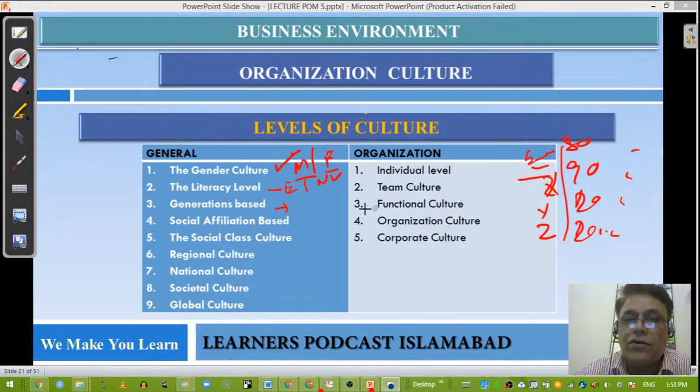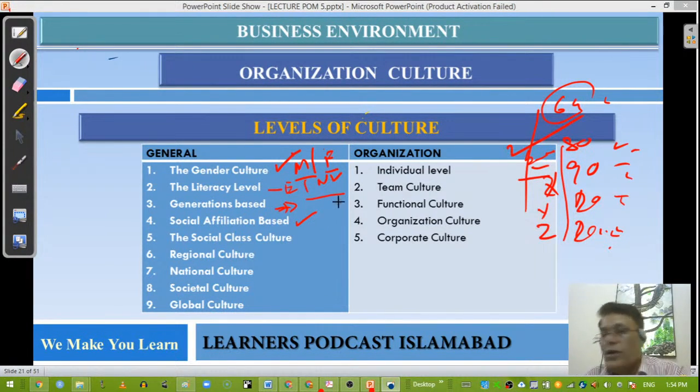Every generation has its own characteristics. If I belong to the 60s age group, that age group has different characteristics as compared to those born in different age groups. So generations also have different lifestyles, they adopt a different culture, and their characteristics are different. Similarly, social affiliations. Social means which part of the community you belong to.